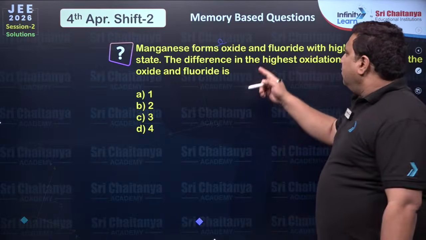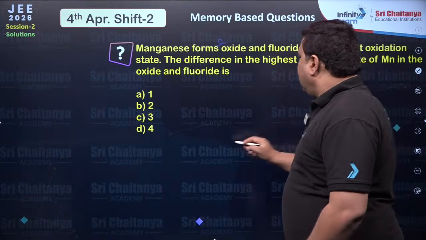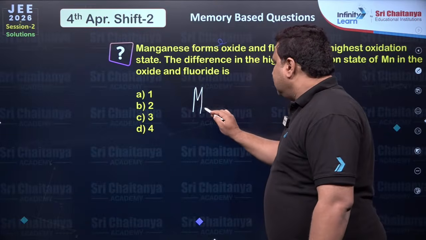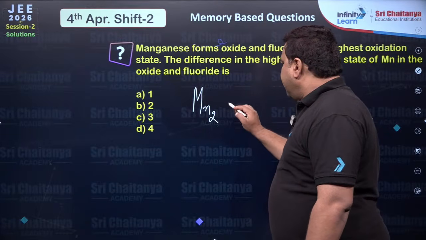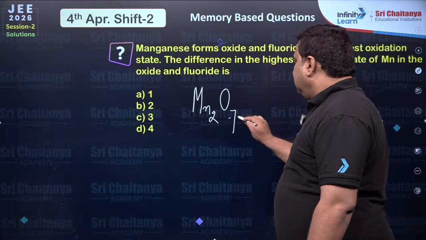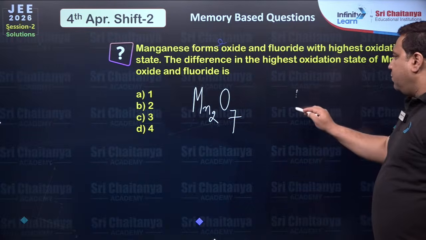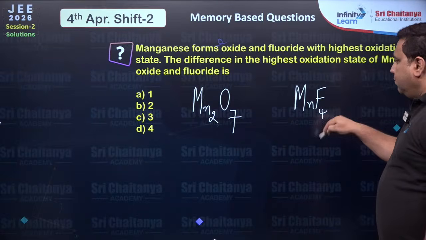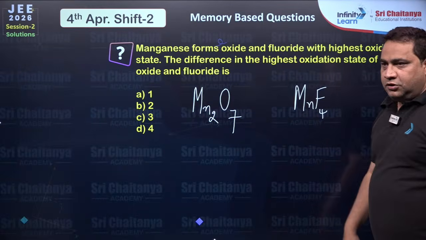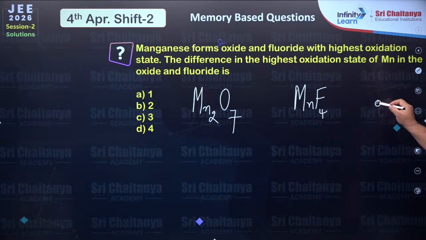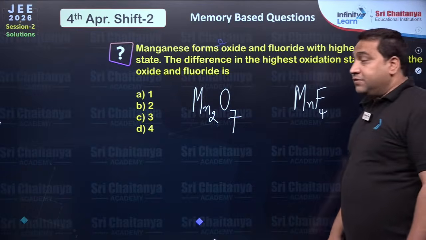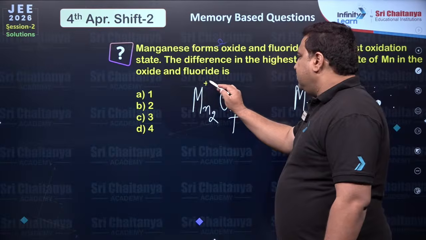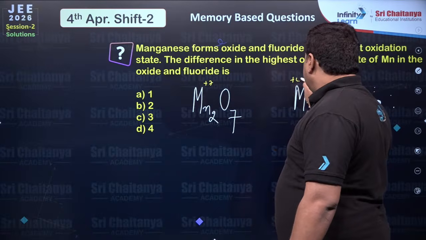So he is saying that manganese oxide and fluoride will have, as everybody knows, the highest oxidation state of manganese in Mn2O7. The fluoride which is possible is MnF4, because many fluorines cannot get surrounded around manganese, therefore Mn will show only up to +4. So the oxidation state is +7 here and +4 there.